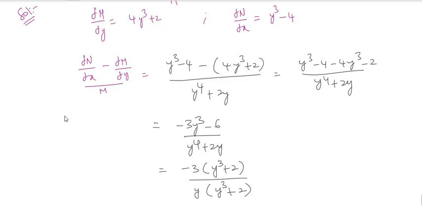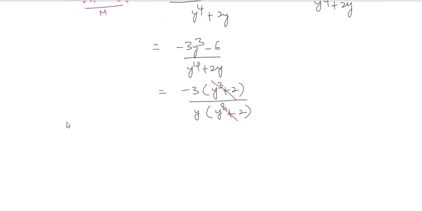So now this (y³ + 2) gets cancelled. This value will be minus 3 by y. This I take as G of y. If you have a constant, you just treat it as a constant. So this is my G of y. Am I correct or not? Yes. So now, what is my integrating factor?